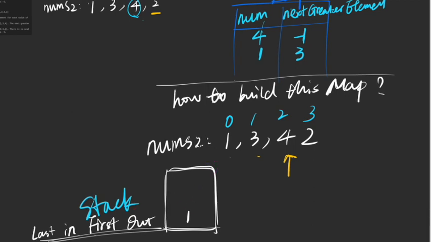So now we can see that for the 1, because there is nothing in the stack, we just put it into the stack. Then we move to the next one, the 3, and now it's greater than the previous number here. The 1 is smaller than it, so we can build its map.